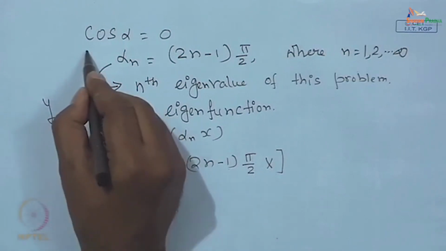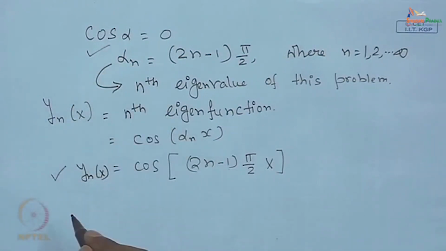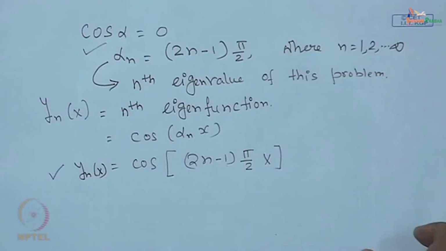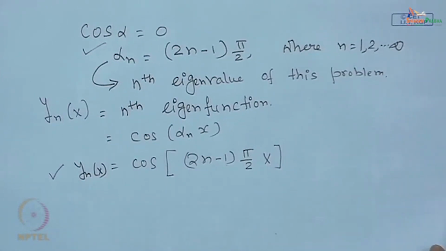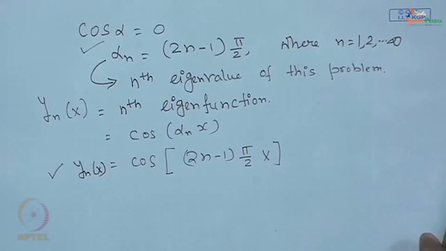So, this is the eigenvalue, this is the eigenfunction. If you look into the solution for this particular problem, by changing the boundary condition from Dirichlet to Neumann, we land up with a different eigenvalue and eigenfunction combination. Next, we will change the boundary condition to the third kind of boundary, which is quite common in chemical engineering applications, that is a Robin mixed boundary condition.